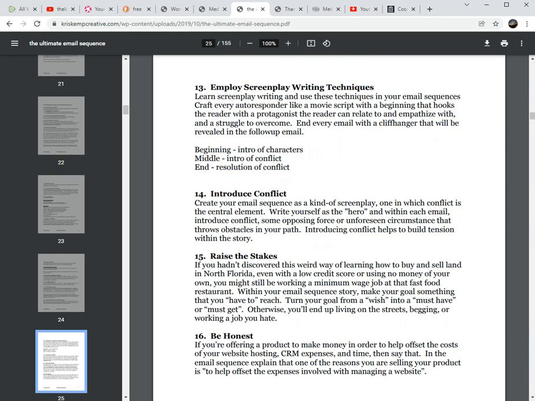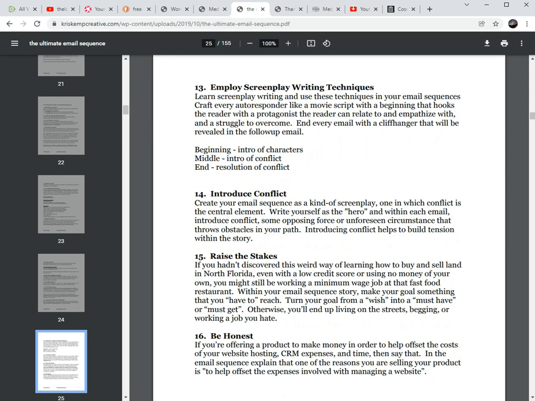It's worth learning screenplay writing techniques and using these techniques in your email sequences. You can craft every autoresponder, every email sequence that you have set up to arrive at the person's inbox at a certain time. You could craft every autoresponder like a movie script with a beginning that hooks the reader, with a protagonist that the reader can relate to and empathize with, and a struggle to overcome. You could end every email with a cliffhanger that will be revealed or resolved in the following email. Beginning, introduction of characters. Middle, introduction of conflict and resolution of conflict.